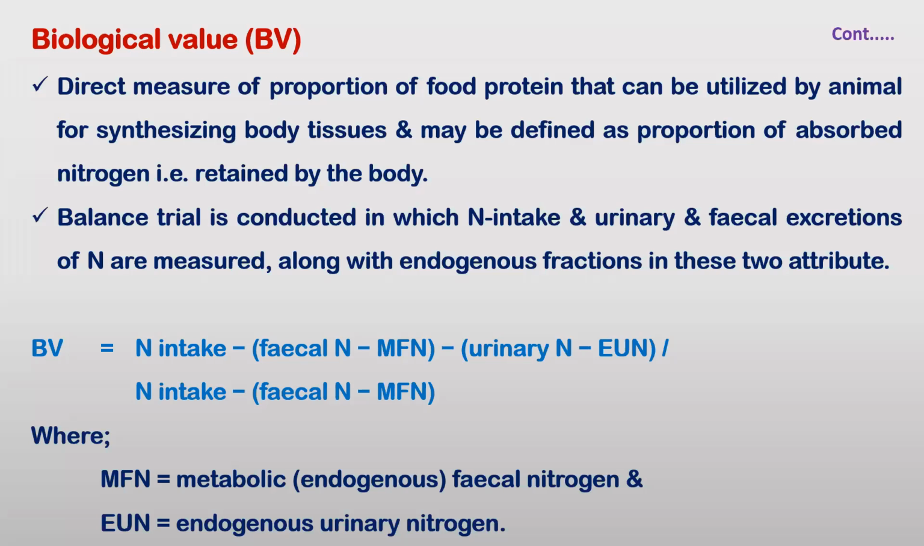You should remember this biological value formula, and this is very important: how we can calculate it, what is the formula of the biological value, and what is the biological value. The definition may also be asked in the examination. So you must remember this, and what is the MFN and endogenous urinary nitrogen. We will discuss later in detail what should be the value of EUN and MFN in a particular species.